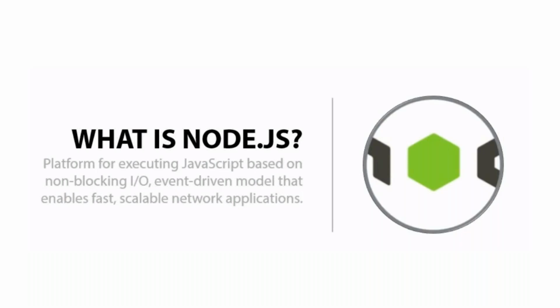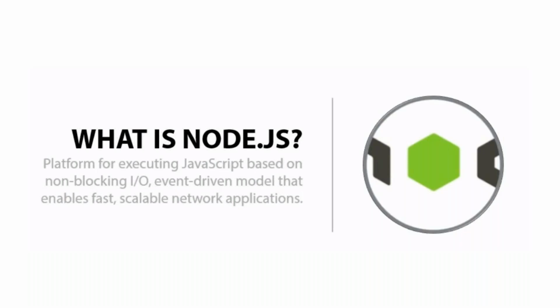So again, let's look at the official definition we have from Node.js about the technology. It's a platform for executing JavaScript based on non-blocking I/O. Let's divide this into three basic parts: it contains non-blocking input output, it is an event-driven model, and it is a scalable network application. We can create fast, scalable applications. So the two main focus elements over here are non-blocking input output.